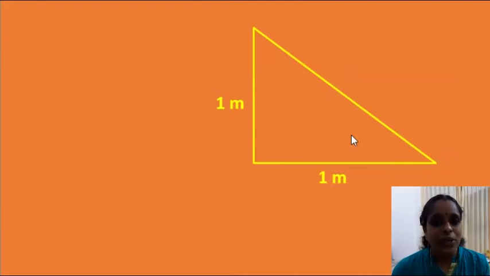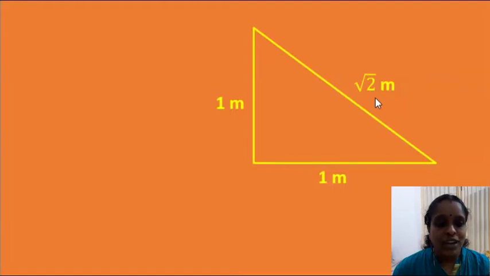For that, you can see a triangle here. This is a right angle triangle. The base of this triangle is 1 meter and the altitude of this triangle is 1 meter. So the length of hypotenuse is root 2 meter. Here we use Pythagoras theorem to find the length of hypotenuse.